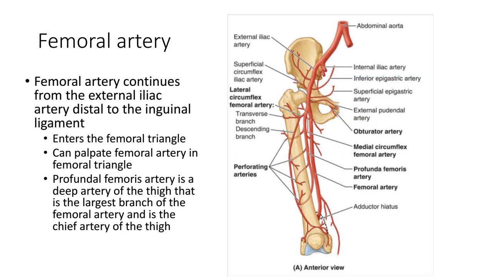The external iliac artery becomes the femoral artery as it passes underneath the inguinal ligament and enters into the femoral triangle. You can palpate the femoral artery in the femoral triangle. The profunda femoris artery is a deep artery of the thigh that is the largest branch of the femoral artery and is the chief artery of the thigh.